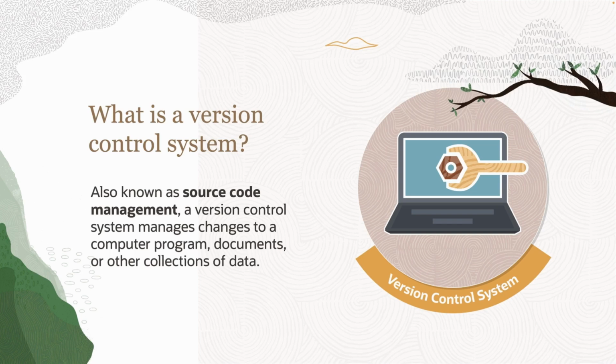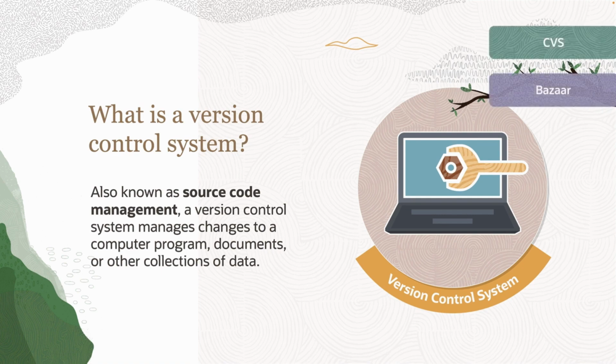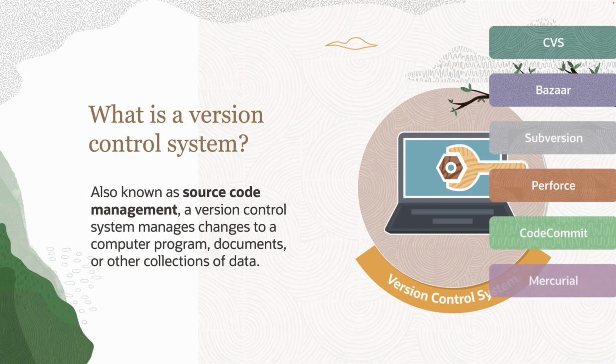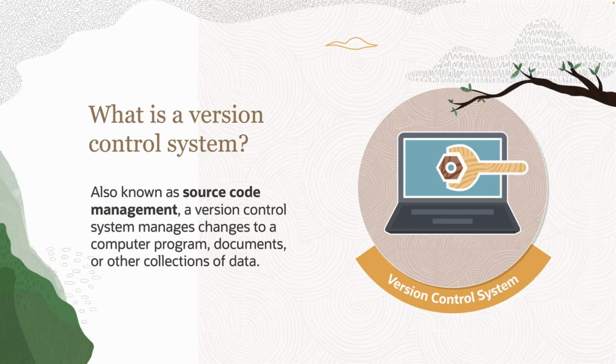There are many different types of repository systems available, such as CVS, Bazaar, Subversion, Perforce, Code Commit, Mercurial, Helix Core, and many more. However, Git is by far the most popular one, and it is integrated into the data science service. Therefore, we'll almost exclusively be talking about Git in this module.